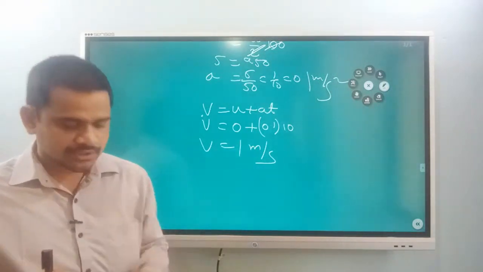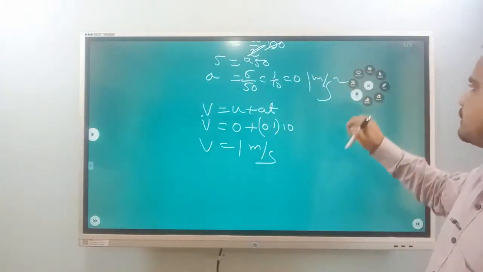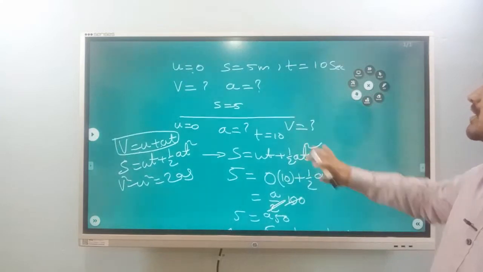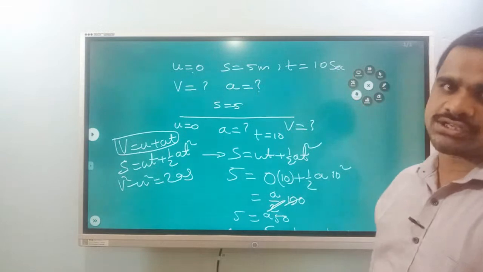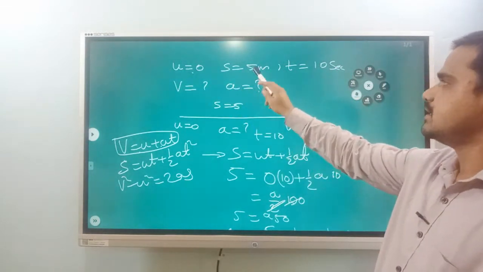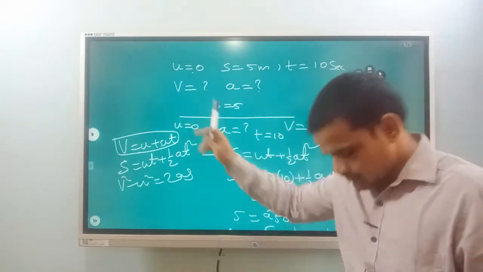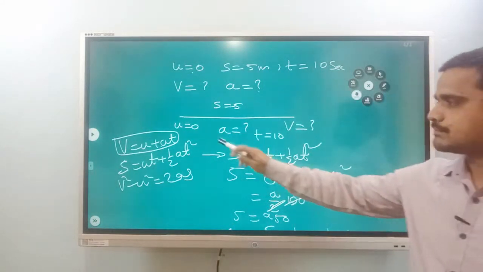One more time I will try to recollect and revise it once. See this, sir? What I am doing here is taking a body. The body is moving, starting from rest. S is the displacement of the body, time is 10 seconds, V is to be found, and A is to be found. That's our task.